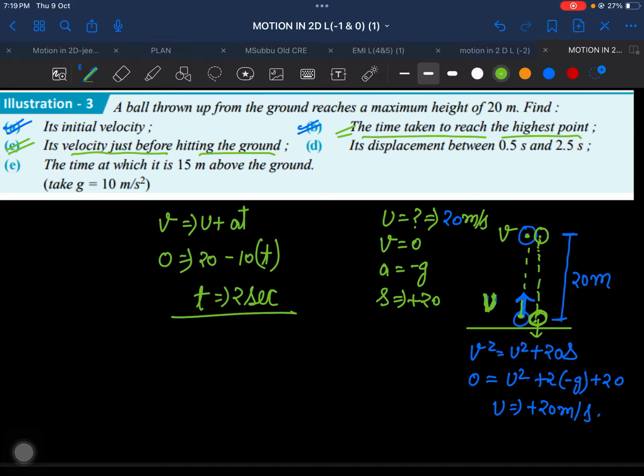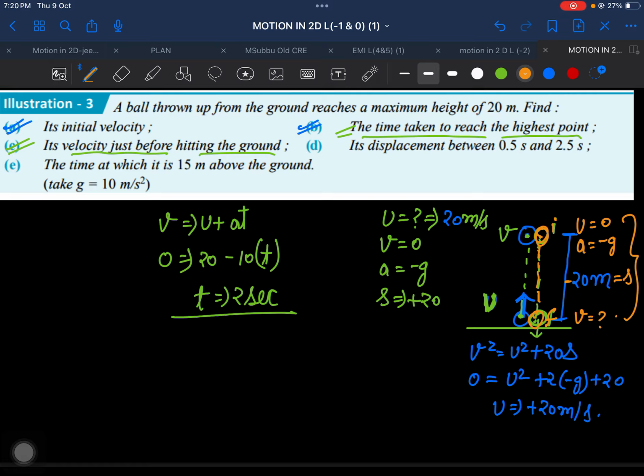Now when the ball is coming down, this will be your initial position, this will be your final position. Now for this yellow color case, when the ball is coming down, what is the initial velocity? Initial velocity u is equal to 0. And what is the final velocity? We don't know. But acceleration we know, acceleration is equal to minus g again, displacement is equal to, this time, minus 20. Check. And you can again solve it for final velocity.